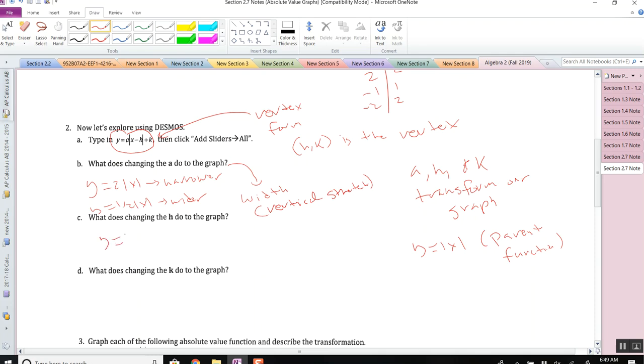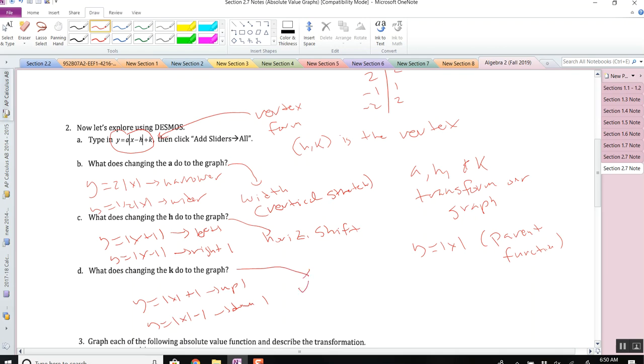Now, when I did this, and definitely play with Desmos if you like, just go to desmos.com and start graphing. That moved left one, that moved right one. So this caused a horizontal shift. And then lastly, I do that, or I do that, or that moved up one, or down one, so that caused a vertical shift in the graph.